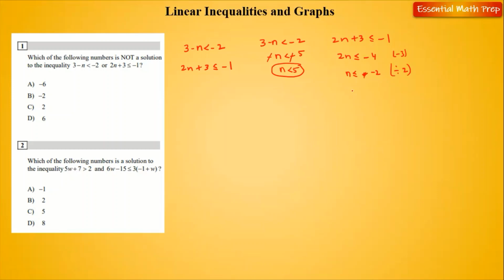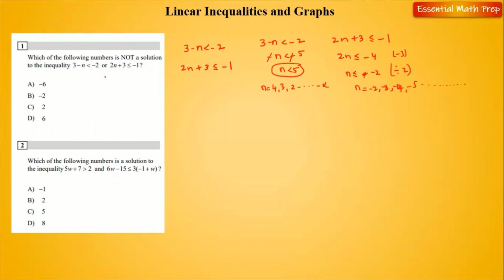So n is less than 5 means n can have values of 4, 3, 2, and so on, all the way to negative infinity. N is less than or equal to negative 2 means n can have negative 2, negative 3, negative 4, negative 5, negative 6, and so on, right?